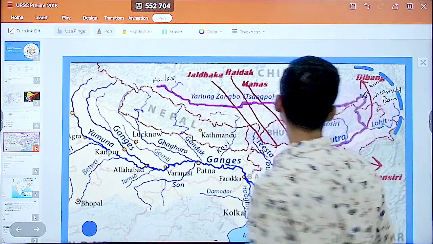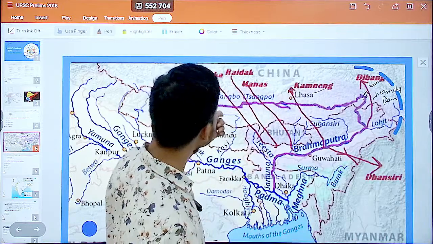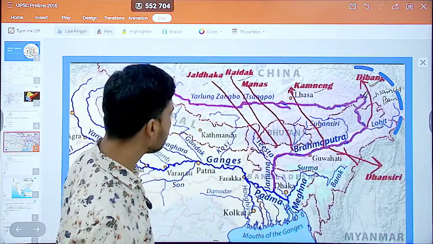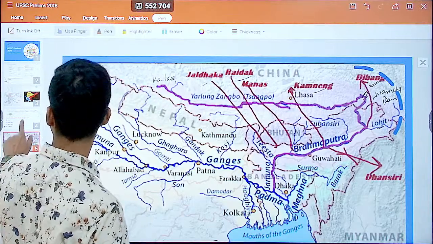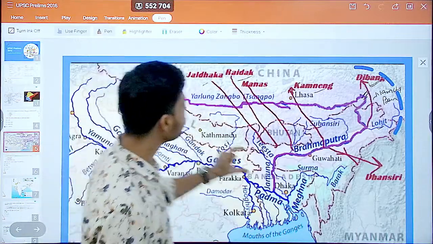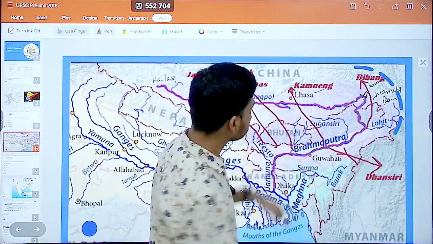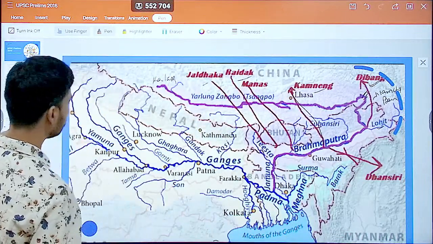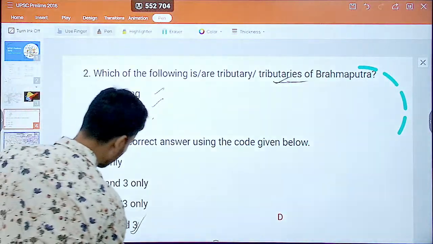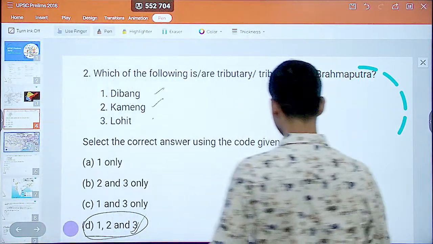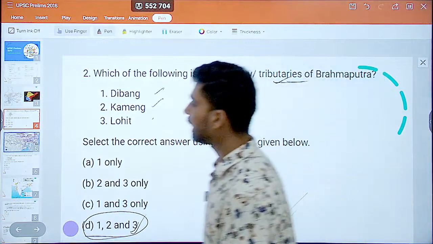Once it enters Arunachal Pradesh, it receives tributaries such as Dibang and Lohit. Then we have other tributaries such as Kameng, Subansiri, the Manas river, the Raidak river, and the Jaldhaka river. These are the major tributaries of the river Brahmaputra. So Dibang indeed is a tributary, Lohit also is a tributary, and Kameng, as we can see, this is the river Kameng, is also a tributary of the Brahmaputra. That is why all three, 1, 2 and 3, is the correct option. So D is the right option here.